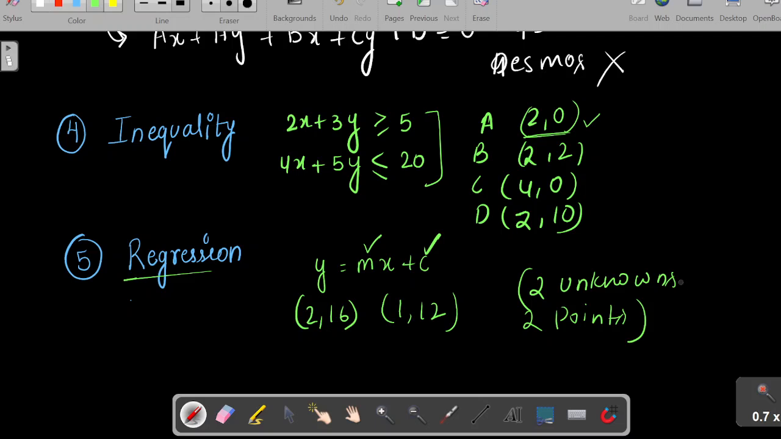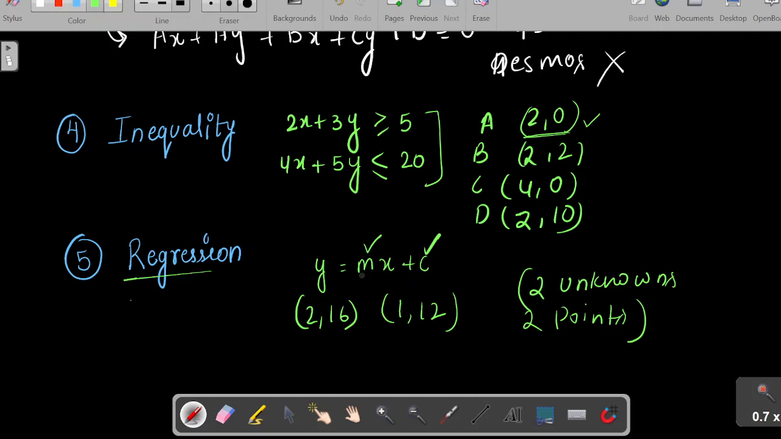If there are three unknowns, three variables, then you must know three points. Never consider y and x as unknowns, okay? Other than y and x, we consider the rest as unknown values. I hope you got it.